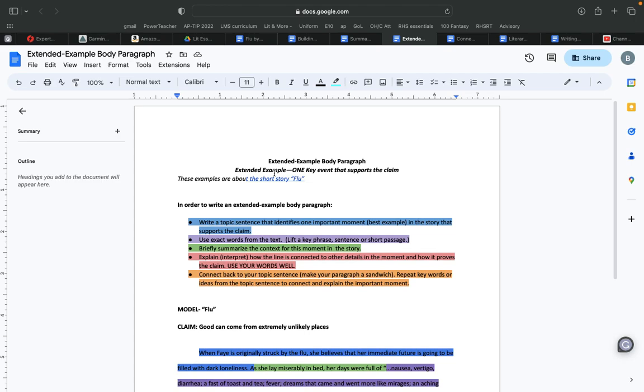Another type of body paragraph that you can write. This one is called the extended example body paragraph. Again, there are 4 types of body paragraph that I'm going to show you. You are going to choose 3 of them. Here's another one that I think is helpful.